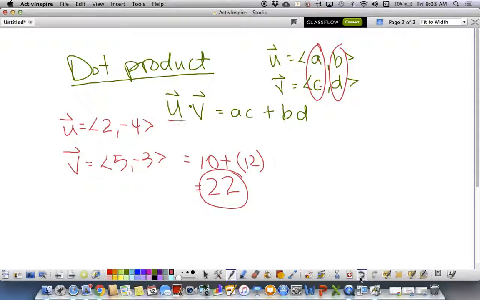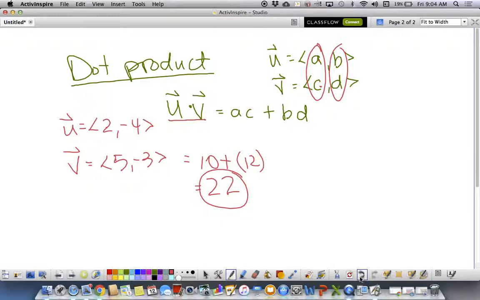The vector u times the... So with vectors, all I gave you was the components. Vector u, here's the components. Vector v, here's the components. Multiply the x's plus the product of the y's. You add them together.